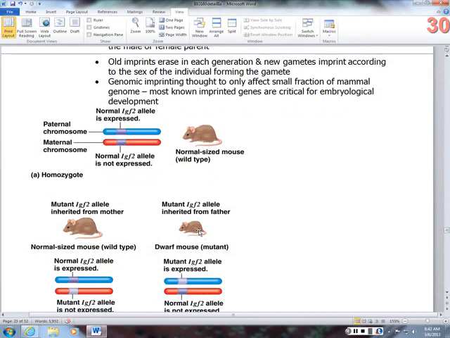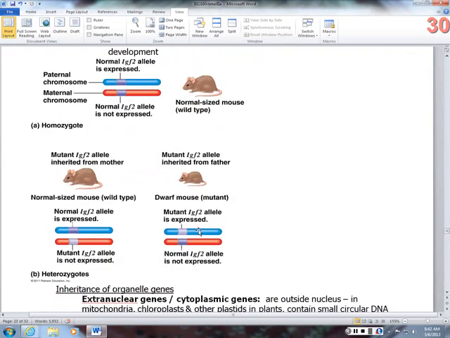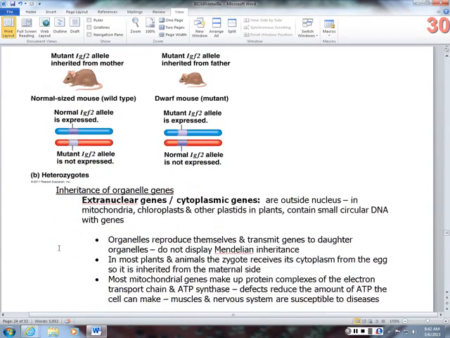So it's showing it being studied in a mouse here. So the normal size mouse, and with getting this one mutant in there, you get the dwarf mouse. And I was not able to find anything for an example of a specific one in a human.